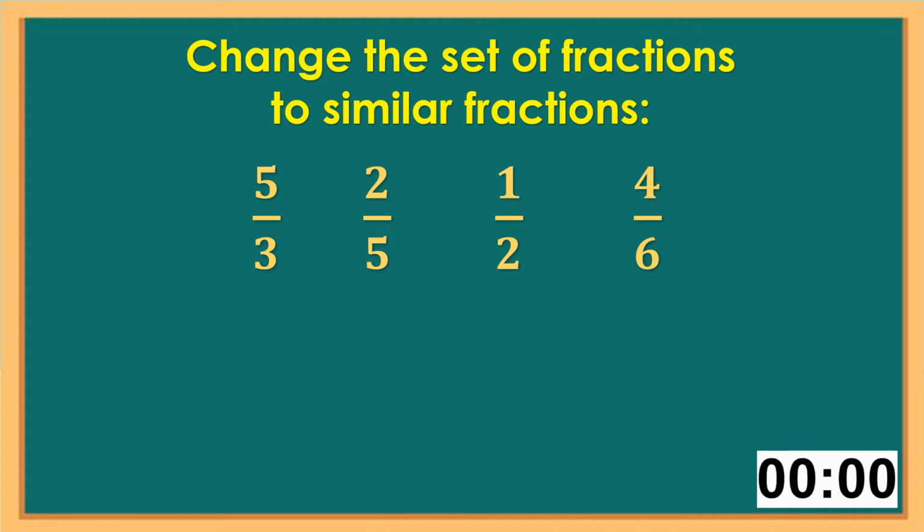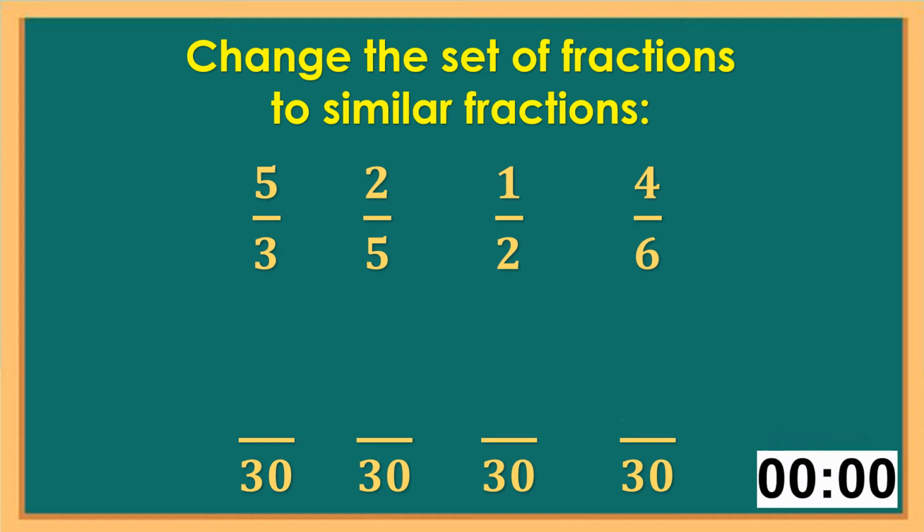To change these fractions to similar fractions, the first step is to get the LCD of the denominators 3, 5, 2, and 6. The LCD of these numbers is 30 because 3, 5, 2, and 6 divide 30 evenly. So let us have the equivalent fractions of each fraction. 5 thirds becomes 50 thirtieths. Why? Because from the LCD 30, 30 divided by 3 is 10 times 5 is 50. So we have 50 thirtieths.